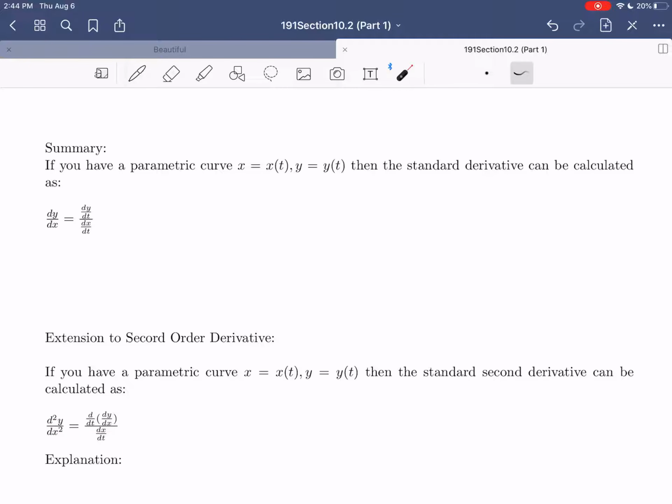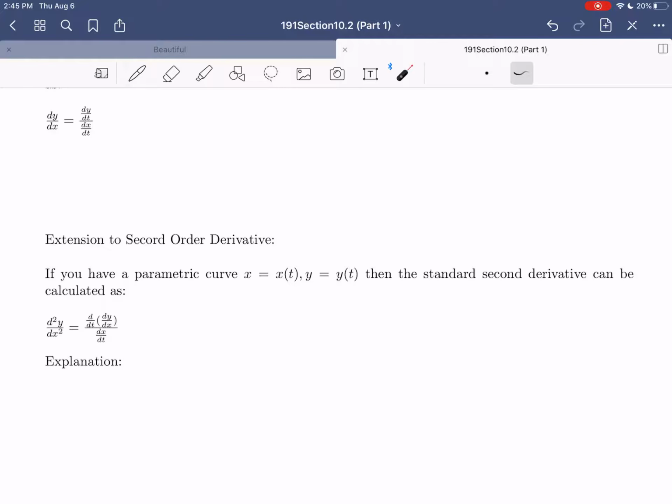So what you would get then is that the second derivative of y with respect to x is the derivative with respect to t of dy/dx. So in other words, the derivative with respect to t of this expression over dx/dt. So in other words, if you want to calculate the second derivative, first you need to determine the first derivative, then you differentiate that first derivative with respect to t, and then divide by another factor of dx/dt.